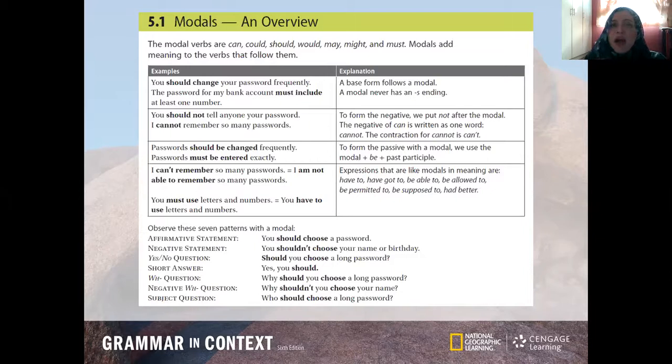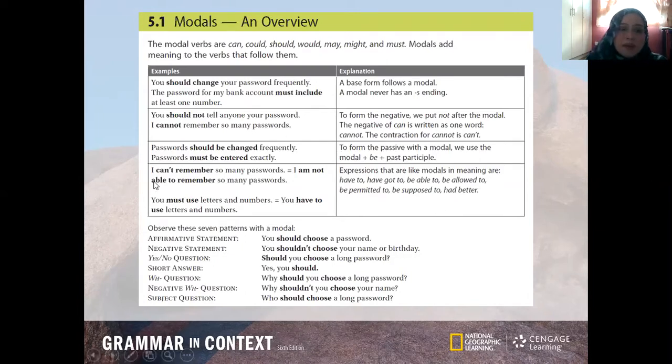So the word "have to" is usually similar to "must." For example, you have to go to school. It is similar in meaning to the modal "must": you must go to school. So there are expressions that have modal-verb-like meaning.